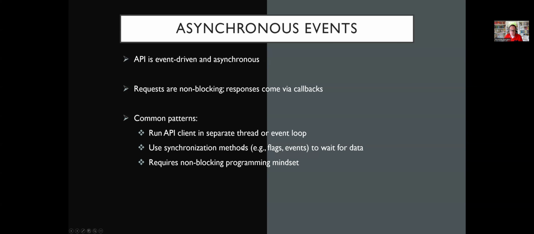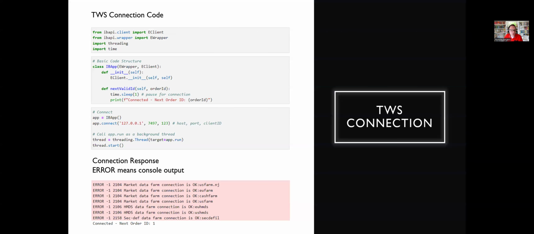And you use synchronization methods and flags and events to wait for data and to capture that data when those data messages come back. So this requires a non-blocking programming mindset. You send a request to TWS, you get a response back at some point, but it may not be immediate. And so you just need to think of how you are going to capture that information when it comes back, and what kind of flags and events you want to use to capture messages that come back to you.